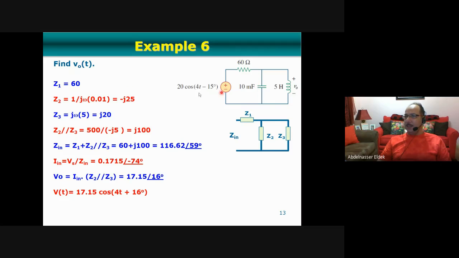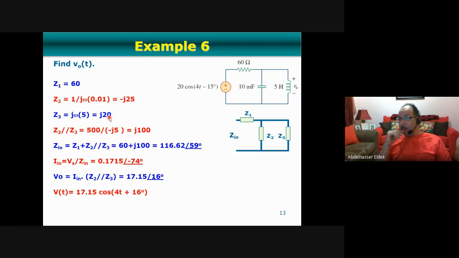Z2 is 1 over j omega C. Omega is 4, and C is 10 milli, which is 0.01. Then Z2 will be negative j25. And then Z3 is j omega L. L is 5 and omega is 4, so it will be j20.